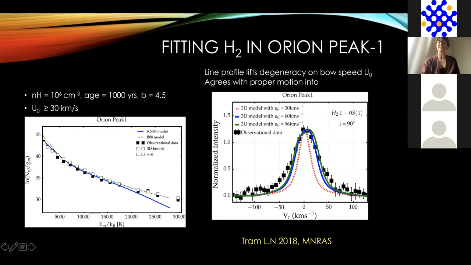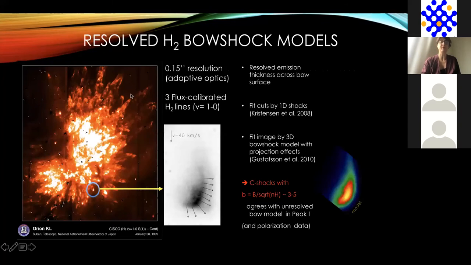Now, if you want to lift the degeneracy, if you add line profile information, this is a line profile that was observed by Brandt. And you try to fit with bow shocks, you see with 30, you don't reproduce the width of the line. You need to go basically to 90 or almost 100 kilometers per second to fit the width of the line. And it's interesting because this is the velocity that you measure for those fingers, what we call fingers, all these beautiful things here. At the tip of the fingers, there is a knot of emission in R2, and we can measure the proper motion, and it's close to 100 kilometers per second.